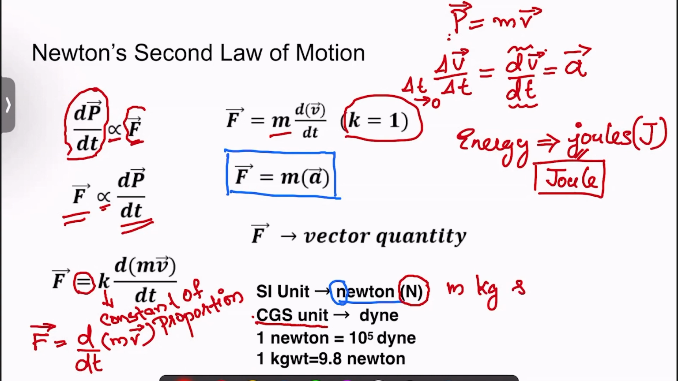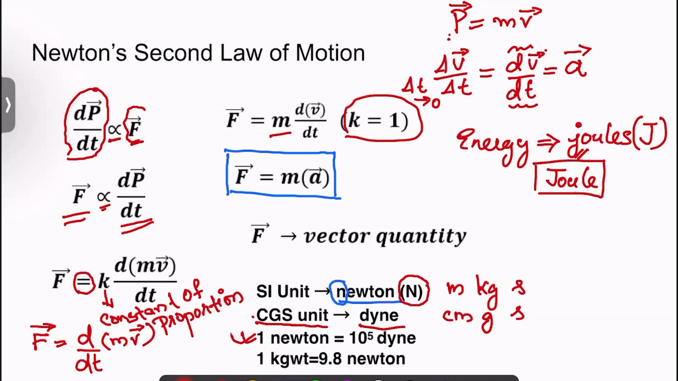So in CGS unit, the standard measure of length is centimeter, mass is gram, and time is second. So you will be measuring force with the unit of dyne in CGS and the unit of Newton in SI. And this is the conversion: 1 Newton equal to 10 to the power 5 dyne. So you can just use the conversion like this.